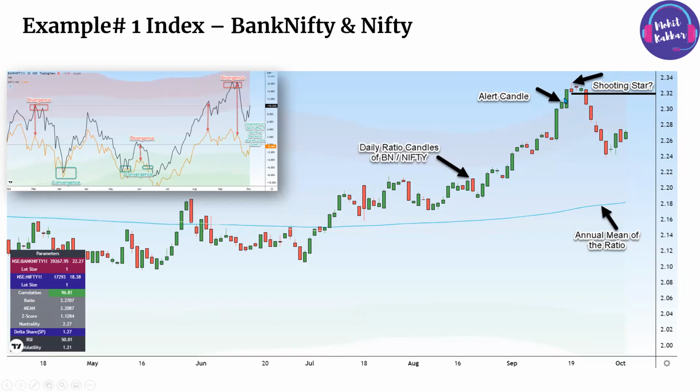Once it crosses above our Z-score value of 3, this was our alert candle that you see here. Then you have to continuously monitor it for a couple of days, 2 or 3 days, to see where it now shows a sign of weakness. Here you see a shooting star, or you can call it an inverted hammer, or whatever name you want to give it. It's a weakness candle where a rejection is getting formed.